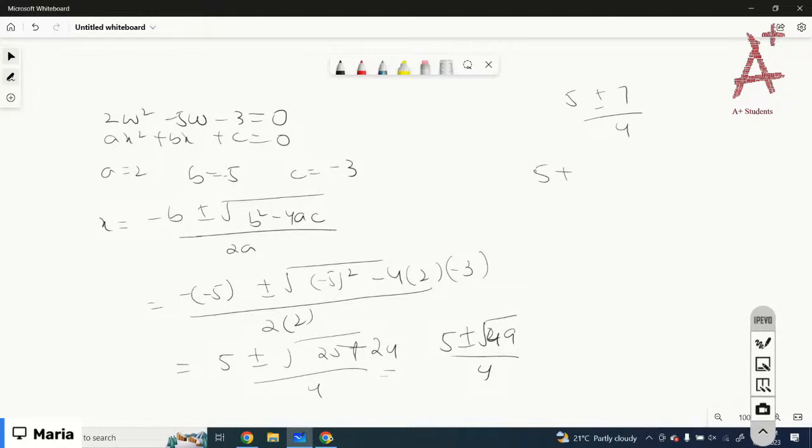So the equation has two solutions. 5 plus 7 is 12 over 4, which is 3, and the other is negative 2 over 4, which is negative 1 over 2. Got it? These are the two solutions of the equation, and that's how we use the quadratic formula to find the values. Got it?